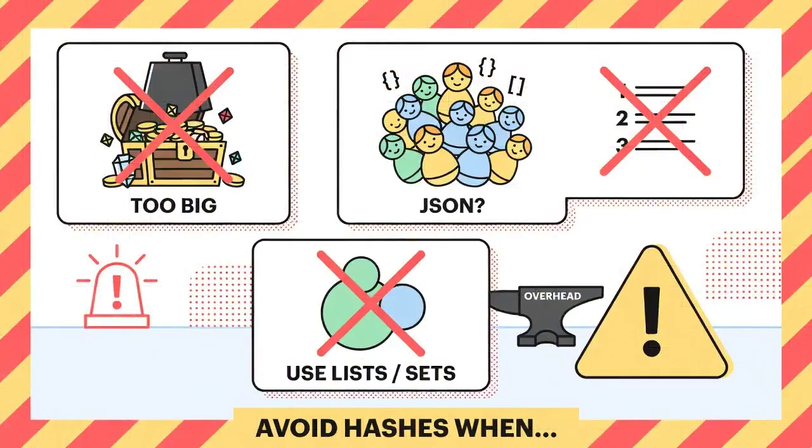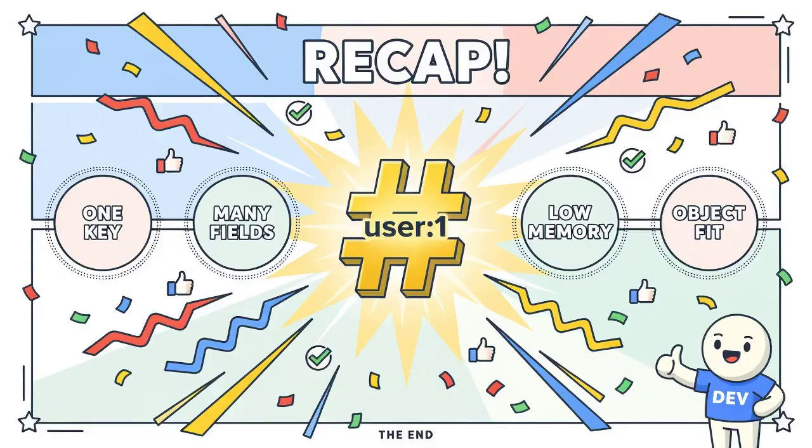Hashes are not for everything. Skip them for very large values that exceed the listpack threshold, for deeply nested structures where you need real querying. Serialize to JSON instead, and when you need ordering or uniqueness, reach for lists or sets. That is the hash in one breath, one key, many fields, dramatically less memory, and a natural fit for object-shaped data. Reach for it whenever a thing in your domain has named attributes that belong together.